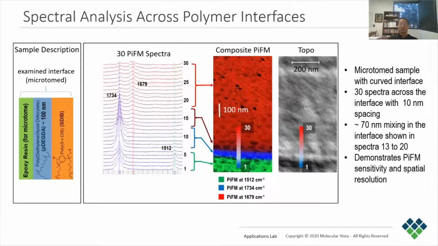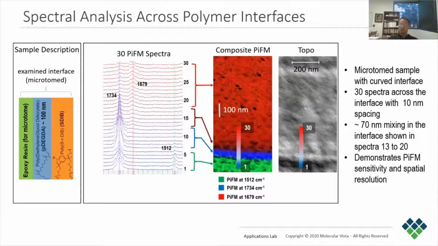Here, we have a cross-section sample that contains polymer interfaces. The colored image in the middle is a composite chemical map which combines 3 PiFM images taken at wave numbers associated with the strong IR peaks for the 3 different materials. In the composite image, there is a relatively sharp transition from epoxy to P-DEGDA, colored as green and blue respectively. There is a gradual transition between P-DEGDA and SDIB layers, colored as blue and red respectively. It signifies mixing between these 2 components.